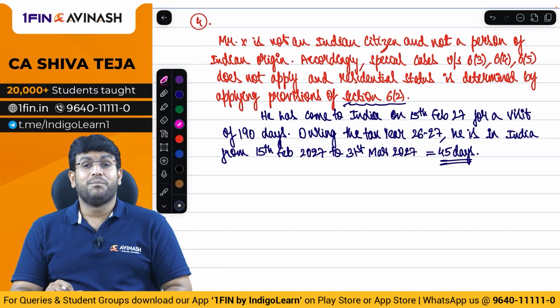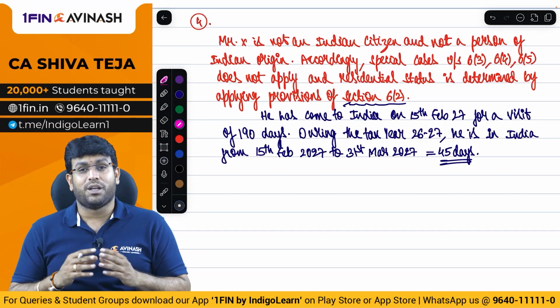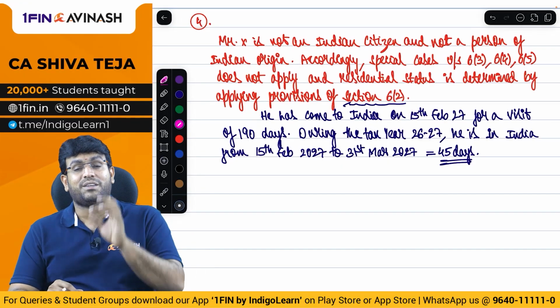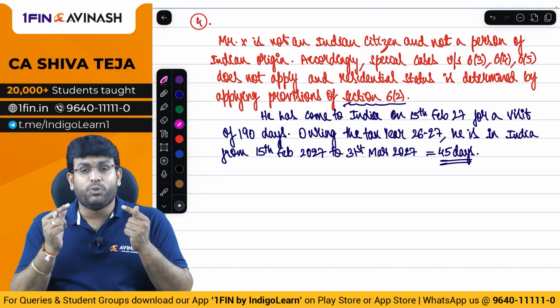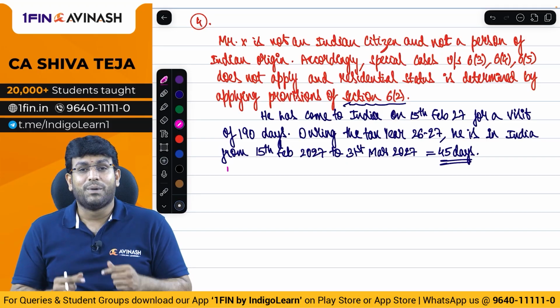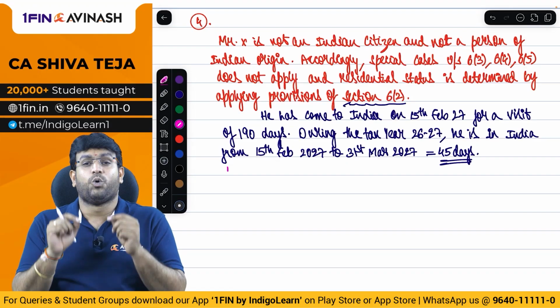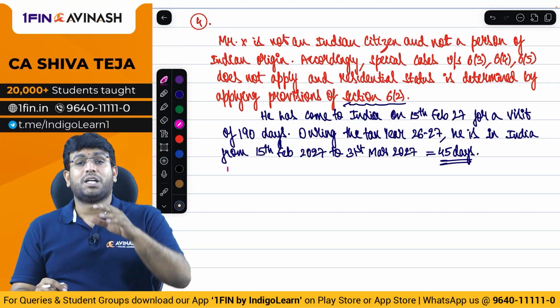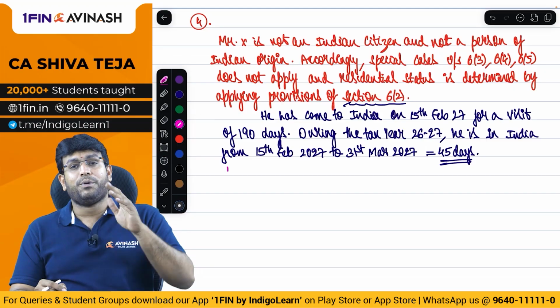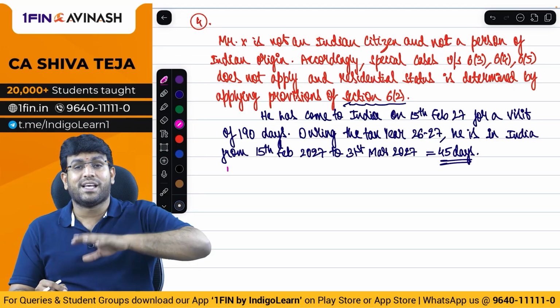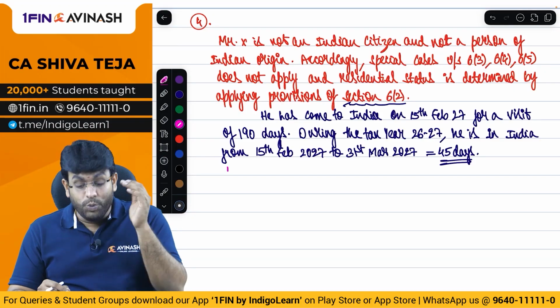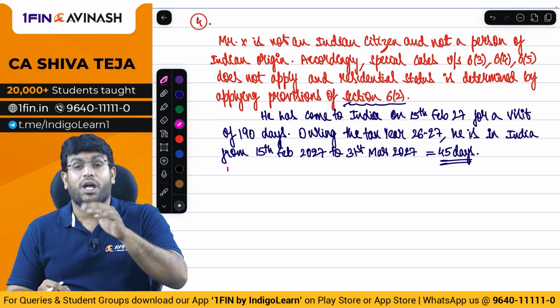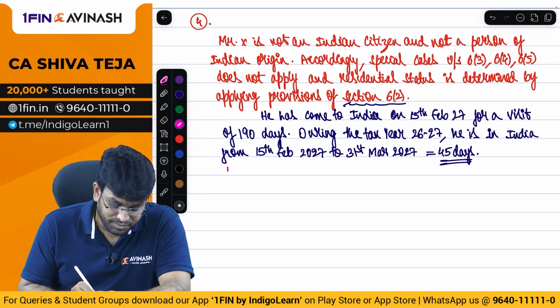Sir, in the question, by just plain reading of the question, you might get confused by seeing that word 190 days and jump to a conclusion that he is a resident. But the point to be noted very clearly is not how many days he has come, but how many days he has come during the tax year. During the tax year, he is there only for 45 days.